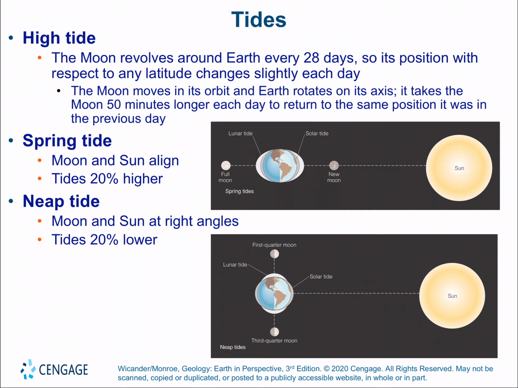We have what's known as a spring tide. Notice the diagram where you see for a spring tide, the moon, the earth, and the sun are aligned. The tides are about 20% higher, so you're going to have the highest of your high tide and the highest of your low tide during a spring tide. A neap tide, on the other hand, notice the moon and the earth are at right angle to the sun. Your tides are about 20% lower, so you're going to have the lowest of your high tide and the lowest of your low tide during those times.